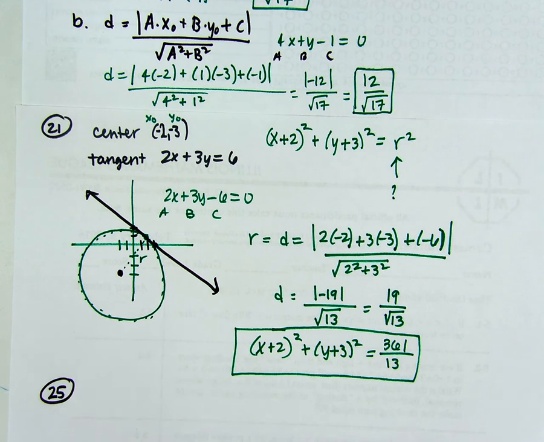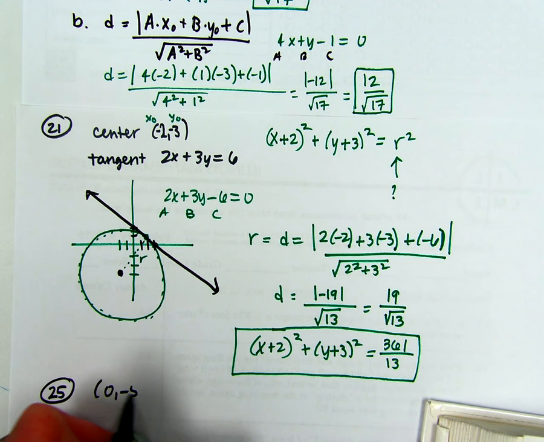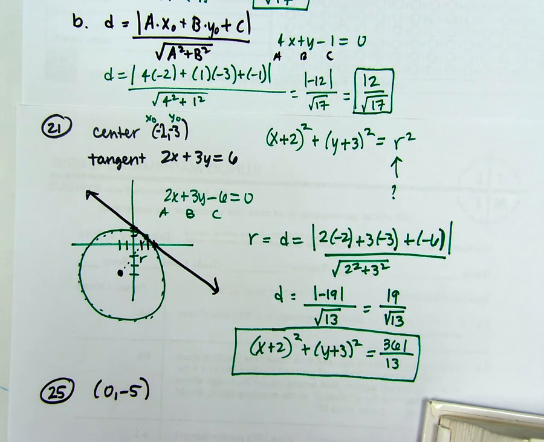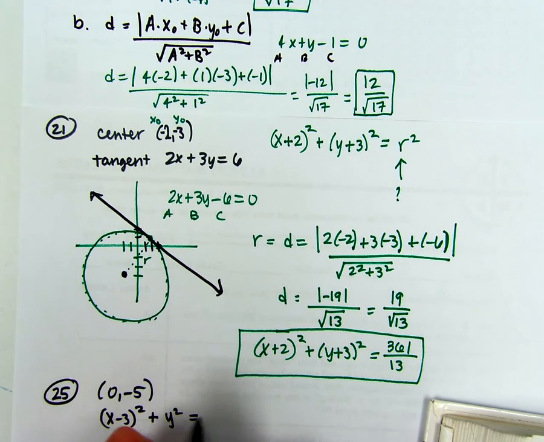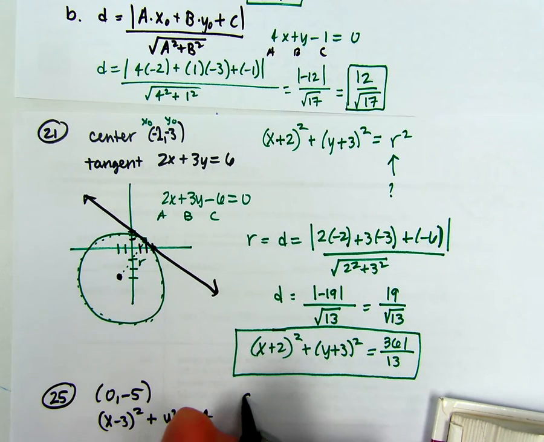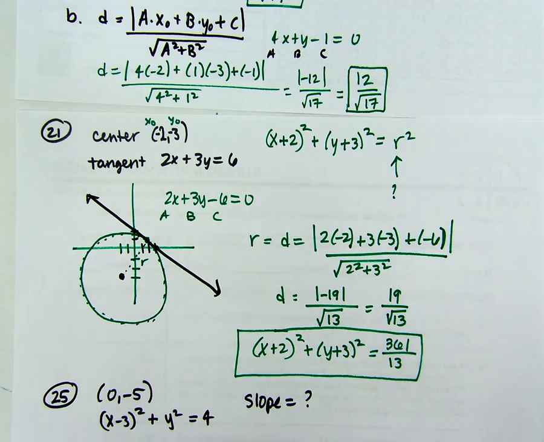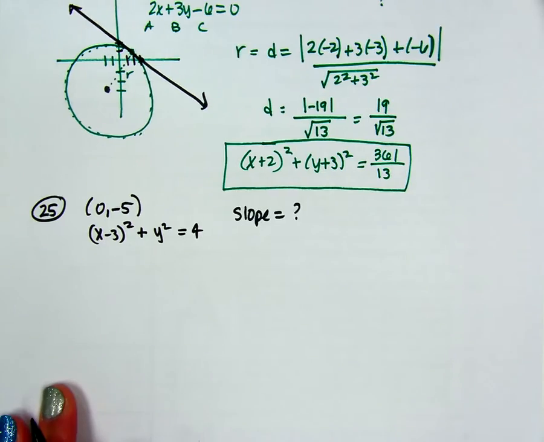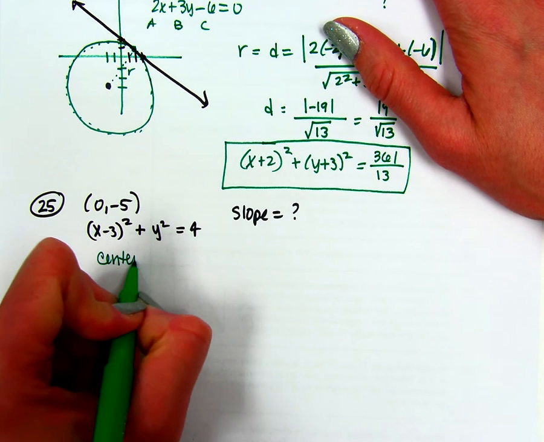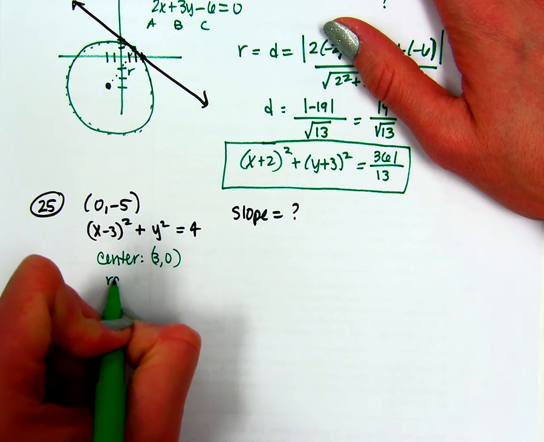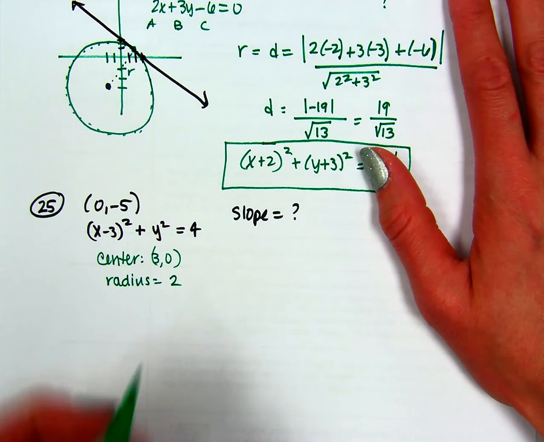All right, number 25 says, from the point 0, negative 5, tangent lines are drawn to the circle x minus 3 squared plus y squared equals 4. Find the slope of each tangent. All right, so maybe draw another picture to help you see what's going on here. So what do we know about the circle? Well, we know that the center is at 3, 0, and my radius equals 2. Make sure you remember this is radius squared, so my radius is 2, not 4.